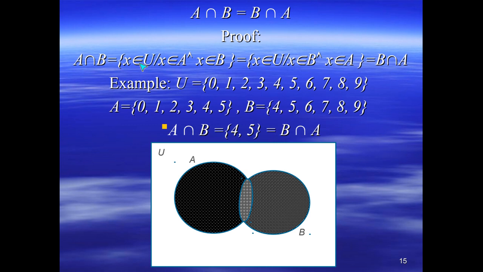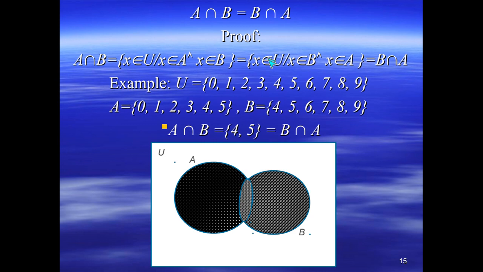So what is A intersection B? Those are elements X such that X is an element of the universal set, such that X is an element of A and X is an element of B. Again, this inverse V should be in line with the other symbols, but here it slides a little bit, its position is changed by this program. In the presentation, it's correct. So X is an element of A and X is an element of B. And what is B intersection A?